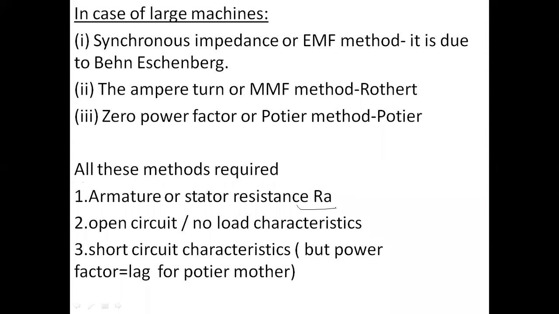And the third one is the short circuit characteristics. It is obtained by short circuiting the armature, the stator windings, through a low resistance ammeter. The excitation is adjusted to give 1.5 to 2 times the value of full load current. During this test, the speed, which is synchronous, we have to keep constant.